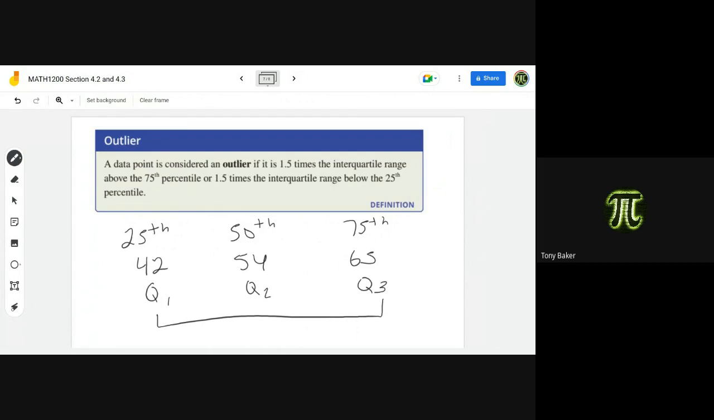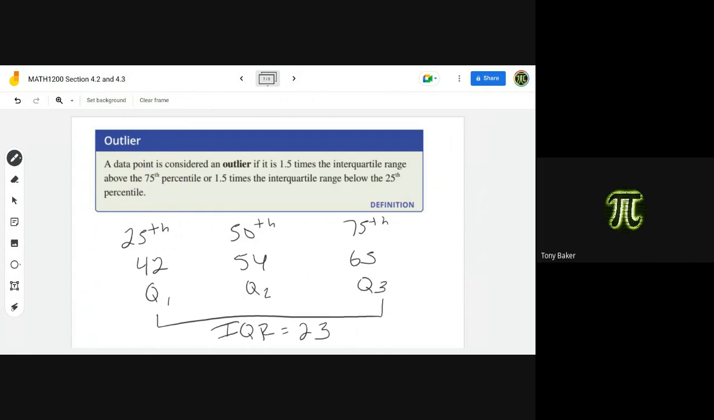No. The range, remember, range we're subtracting, the highest and lowest. So 65 minus 42 is 23. So my IQR is 23. So my interquartile range is 23. Okay? Does that make sense?